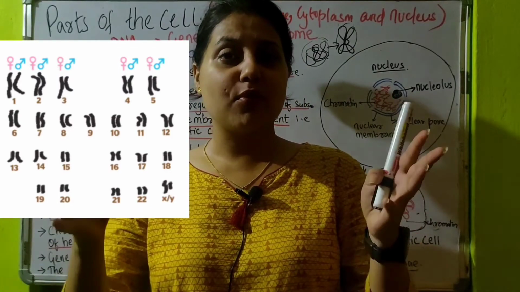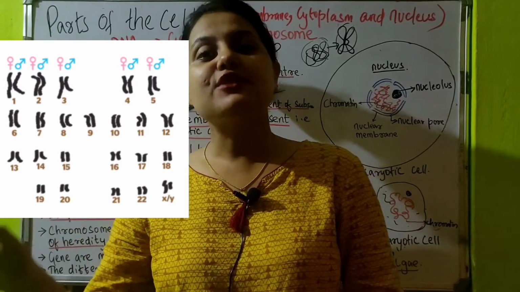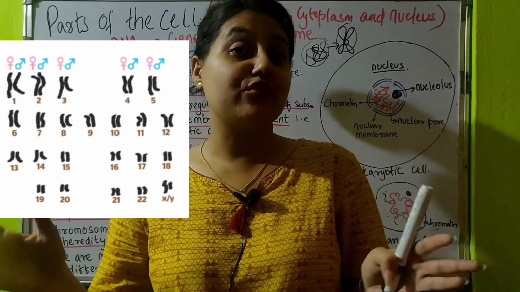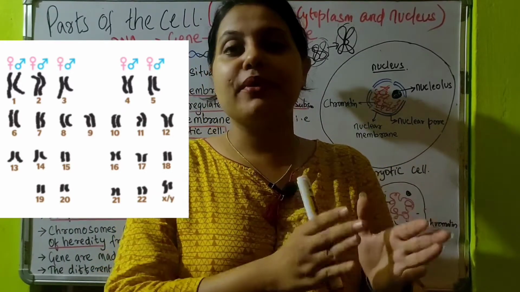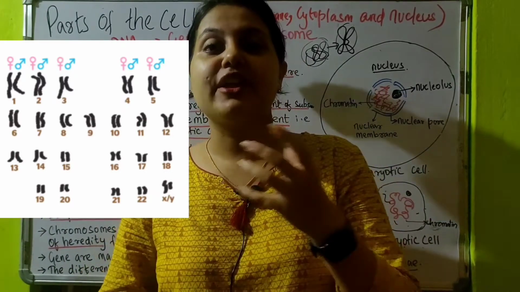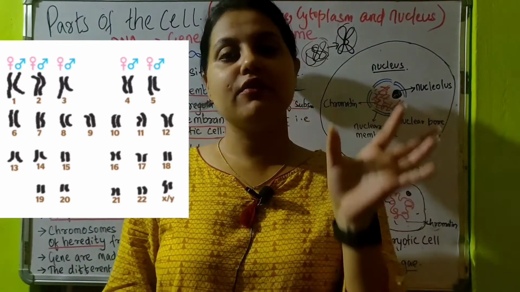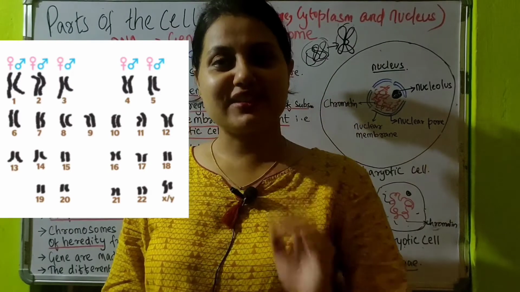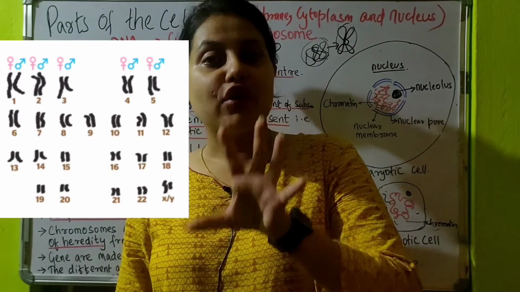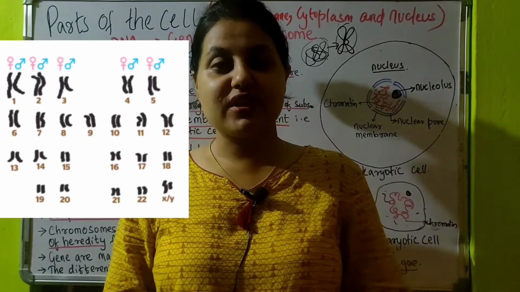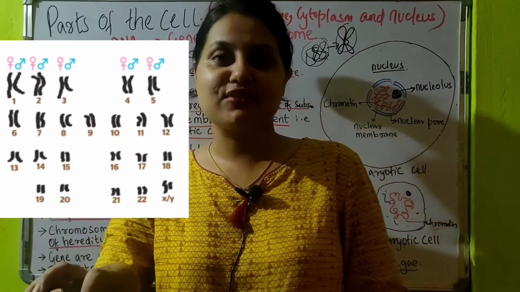When I talk about pairs of chromosomes, that means 23 into 2 is 46, that means we have a total of 46 chromosomes. When we say it in pairs, then we need to say 23 pairs, or if we don't use the word pair, then we have to say we have 46 chromosomes. Out of 46 chromosomes, 44 are autosomes, and the last 45th and 46th are sex chromosomes.